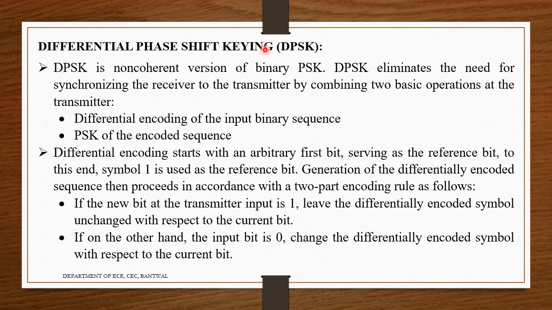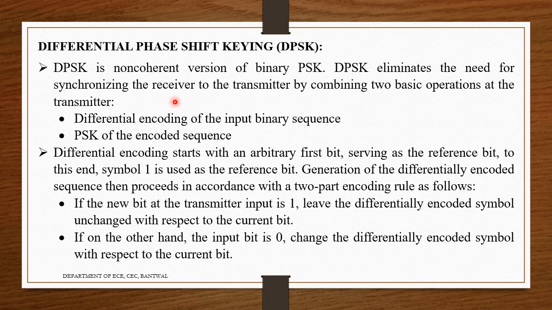Next is differential phase shift keying. DPSK is the non-coherent version of binary PSK. It is a combination of phase shift keying with a differential encoding technique. Here DPSK eliminates the need for synchronizing the receiver to the transmitter by combining two basic operations at the transmitter. Usually in PSK we require a basis function which has to be used in the transmitter and also in the receiver.